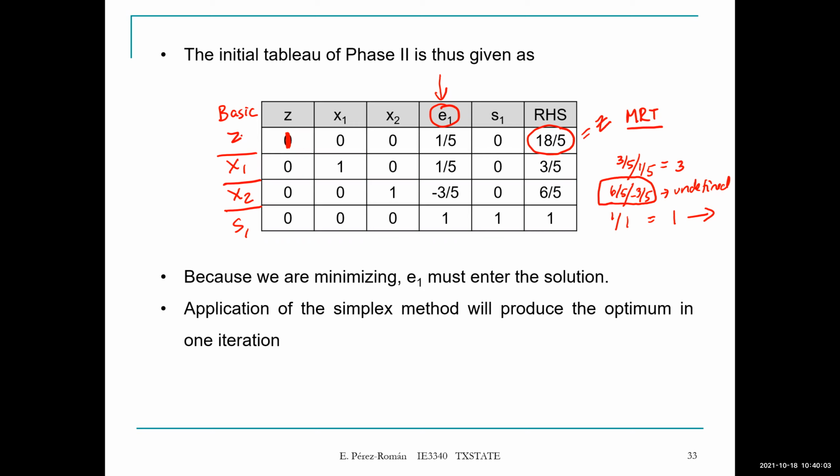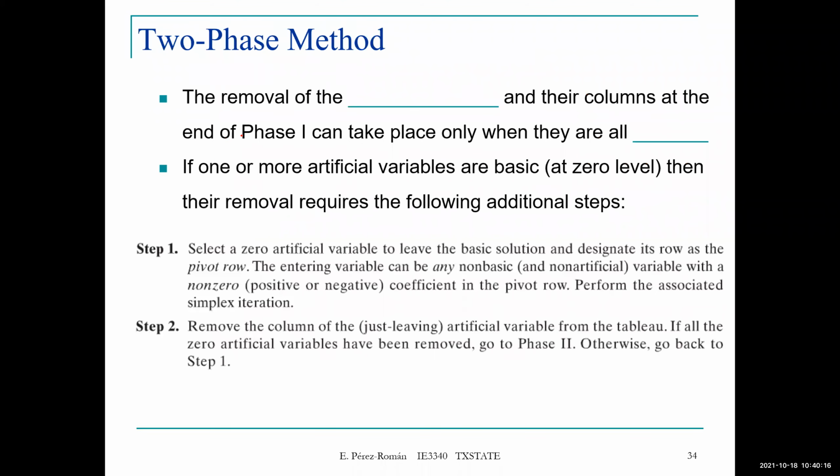So after completing this iteration, we'll produce the optimal value. After making E1 substitute S1, we'll get the optimal solution for this problem. Okay, so you can do that on your own. What I want, before we end the lecture, is to complete the explanation. So the removal of the artificial variables and their columns at the end of phase 1 can take place only when they are all non-basic.